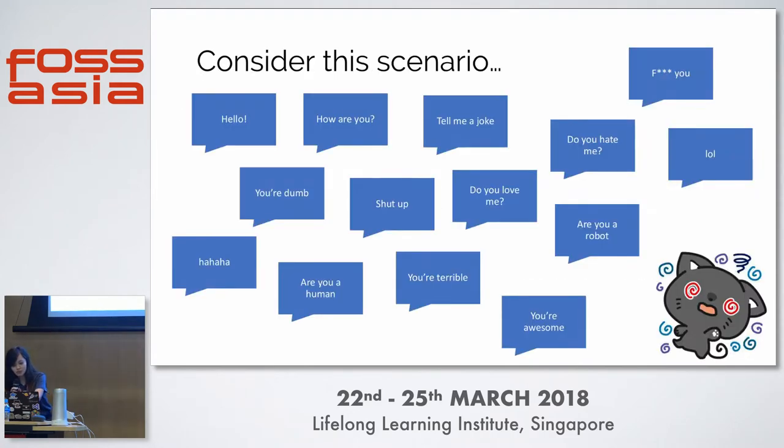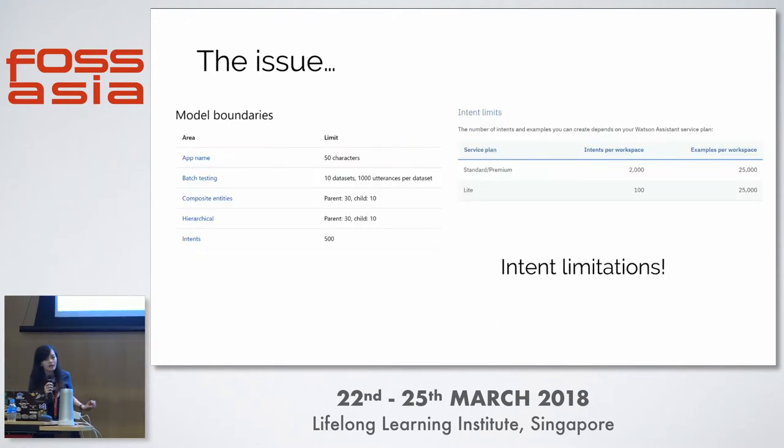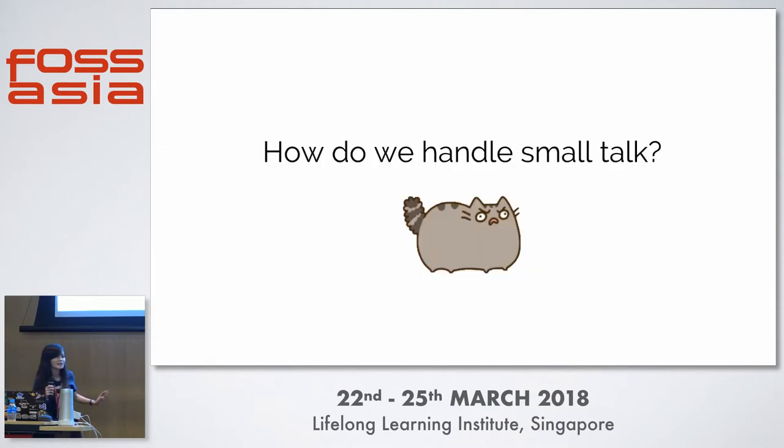The issue with using Watson, LUIS, Dialogflow is that they often have intent limitations. For those of you who have tried this before, you'll be familiar with this. I think Watson and Dialogflow have about a 2,000 intent limit. So the question here really is, how do we handle small talk? Users love to test the limits of your bot. So how do we handle all the rubbish that they're going to throw at your bot?